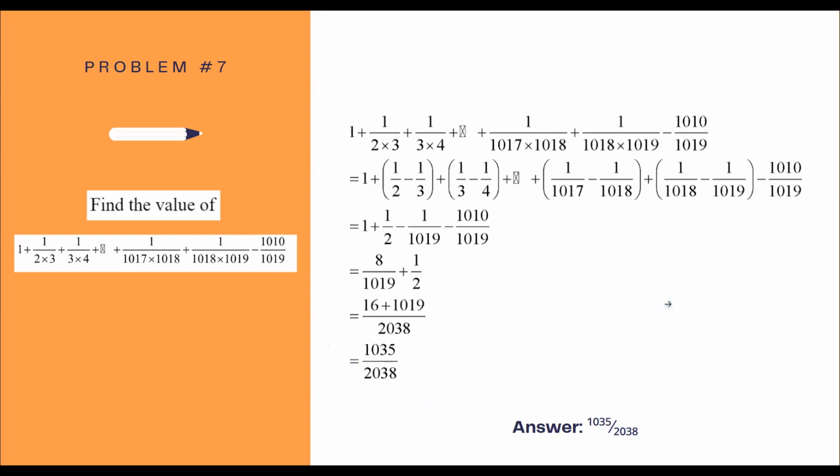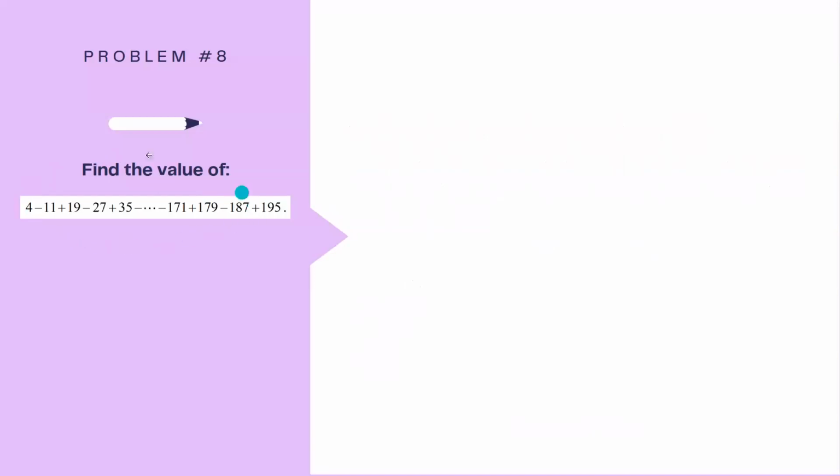So do you have any question? Do you understand the solution? Yes. Okay, very good. So let's proceed to problem number 8. I think we have 30 problems for this mock review. Find the value of the following: 4 minus 11 plus 19 minus 27 plus 35 up until 171 plus 179 minus 187 plus 195.